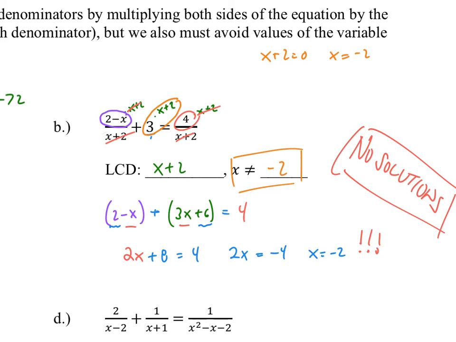The only answer we got, we are not allowed to have, so that means there are no answers. This would come in the realm of when we talked about extraneous solutions in the past. That should be a word that you guys are familiar with from Algebra 2.